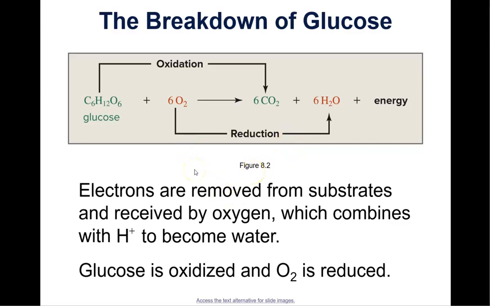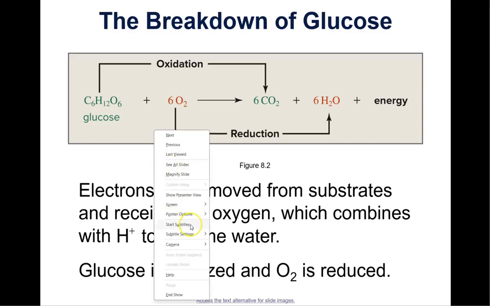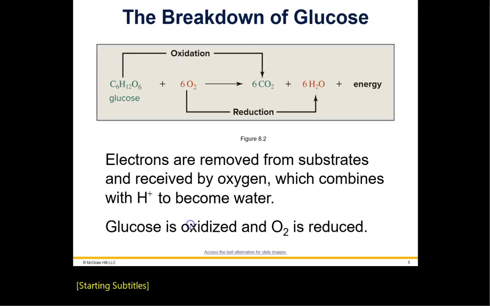In cellular respiration, the two reactants are glucose and oxygen. And glucose is oxidized and oxygen is reduced. So make sure that you know that. Make sure you know which one is oxidized and which one is reduced.